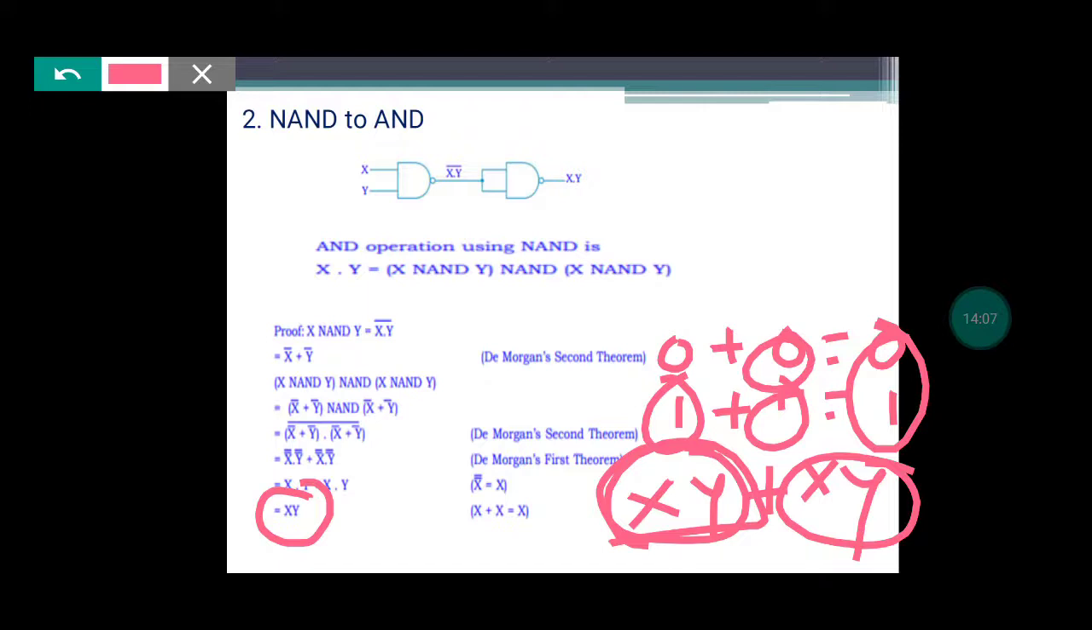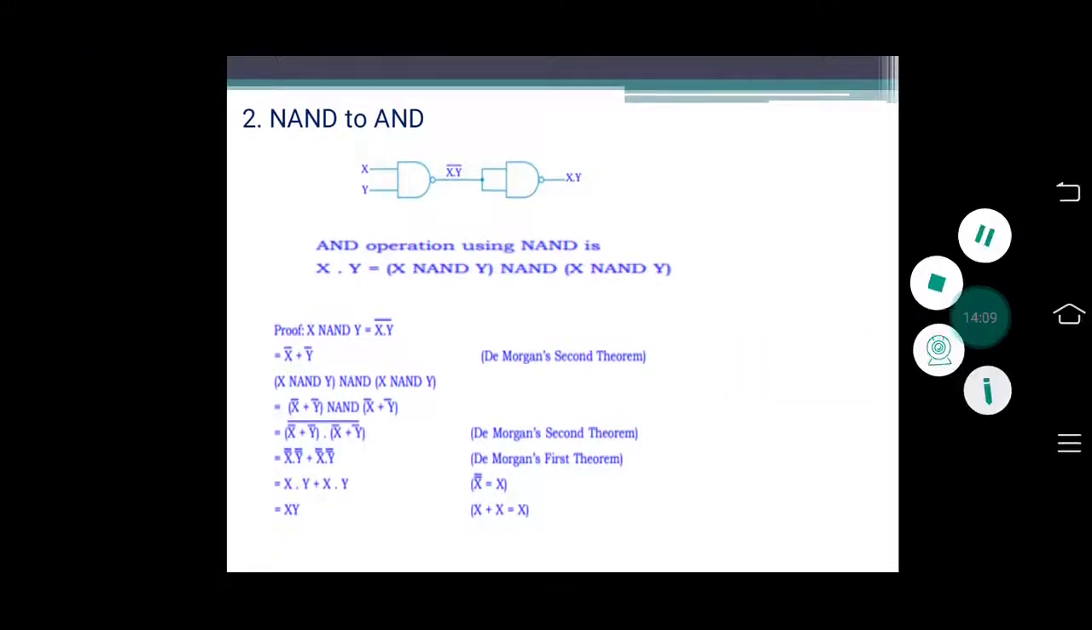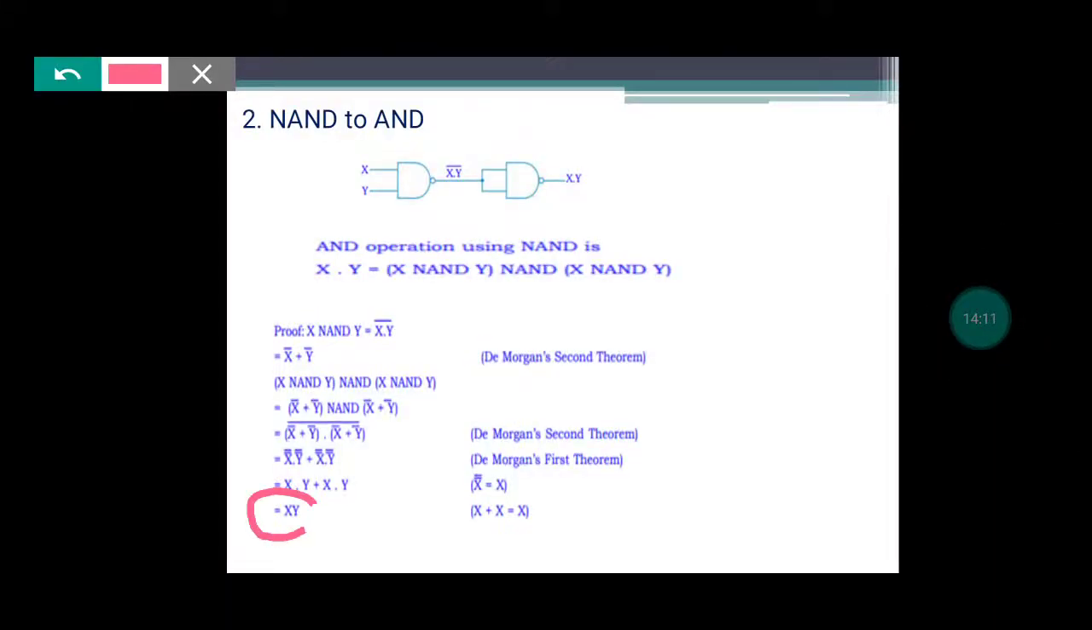Yes, and now observe here, what is this xy? This xy, is it not an AND operation? Yes or no? This is nothing but the AND operation. Xy, after performing AND, what do we get? Xy. Yes, we have arrived at our result. So now we have derived the AND gate using the NAND gate. Yes, so I will again teach you what De Morgan's theorems are.